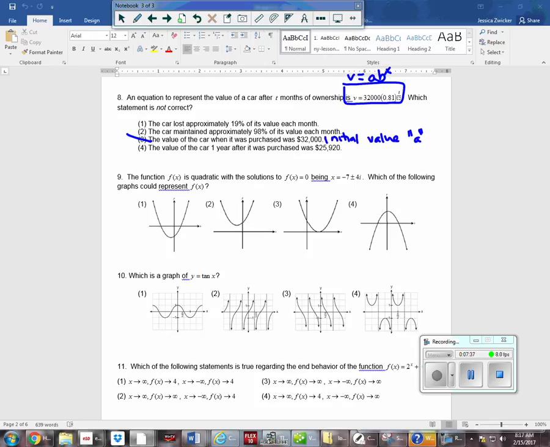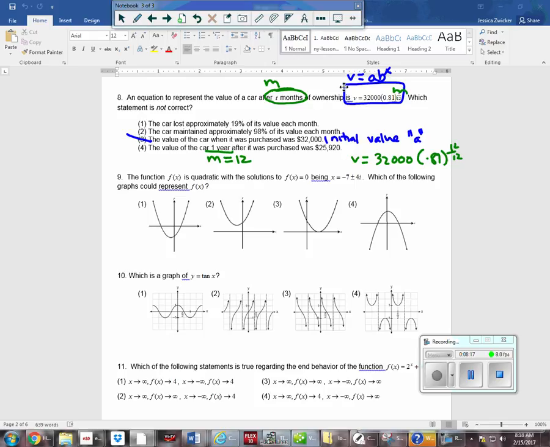Choice 4, I would hope that you could also cross out. It's a little bit more to do than choice 3. The value of the car 1 year after it was purchased was 25,920. Well, in this equation, it says T months. So there's 2 ways you could do this. One, you can make months M instead because you're used to working with M for months from our other problems. And then if they say 1 year, how many months are in a year? 12. So you could sub in 12 for your exponent. If you want to leave it T, that's fine as well.